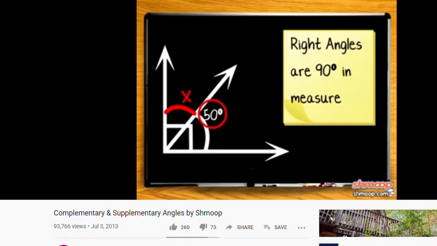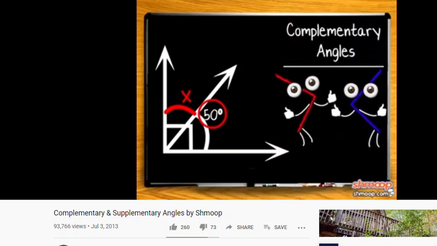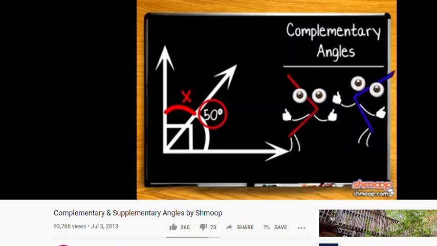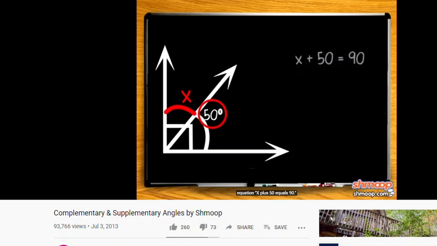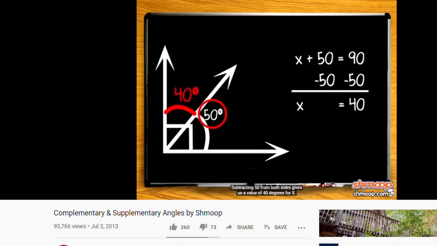How clever. To solve this, we can use the idea of complementary angles, or two angles whose measures add up to 90 degrees. Since x and the 50-degree angle add up to 90 degrees, we can find x by solving the equation x plus 50 equals 90. Subtracting 50 from both sides gives us a value of 40 degrees for x.